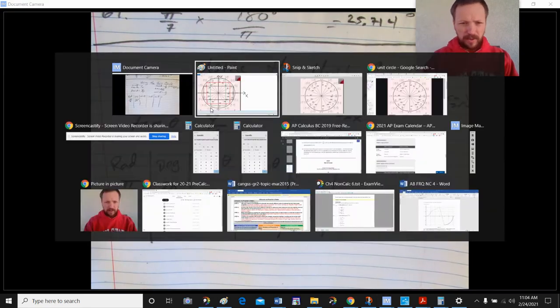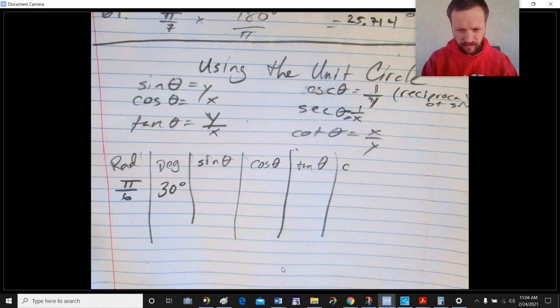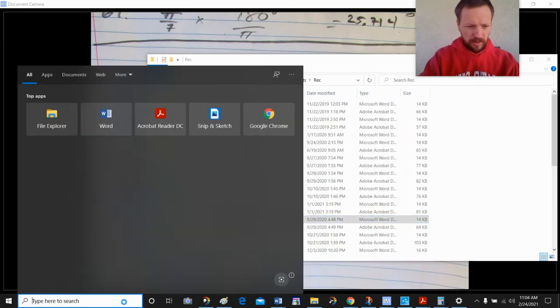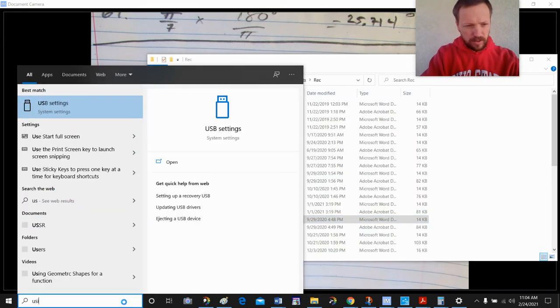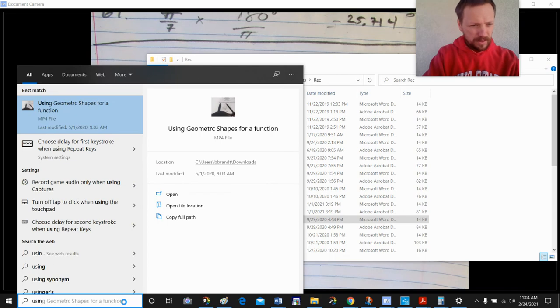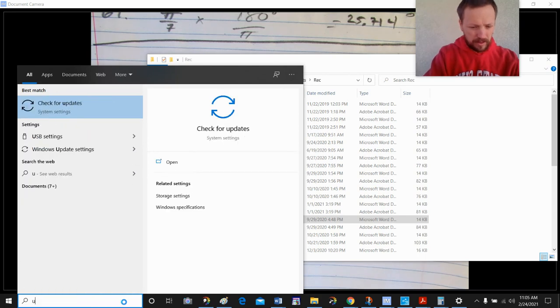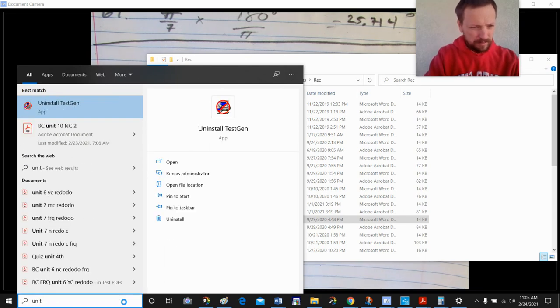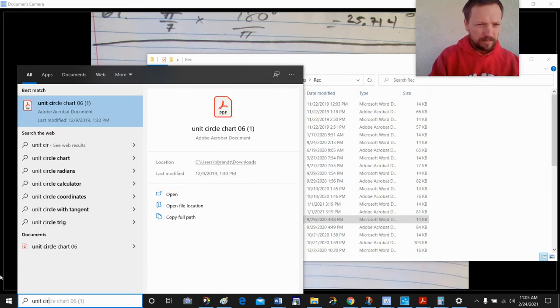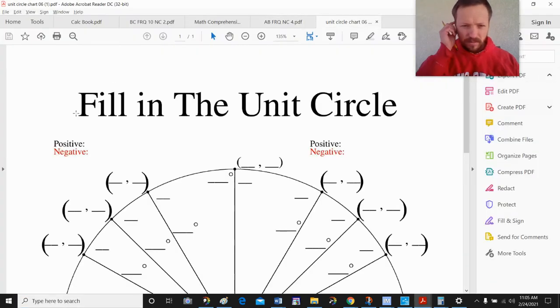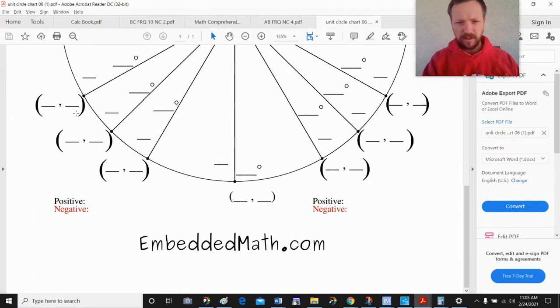And how do I write it? How did I write it? Let's see if I got it. Let's just look here. Using unit circle chart. Unit circle chart. That's the one. Nope, that's not that one.